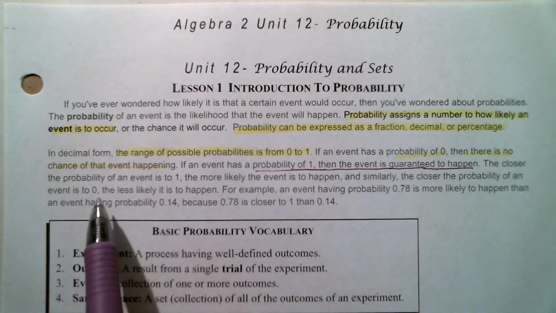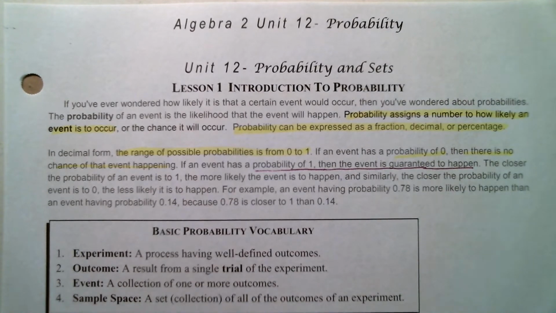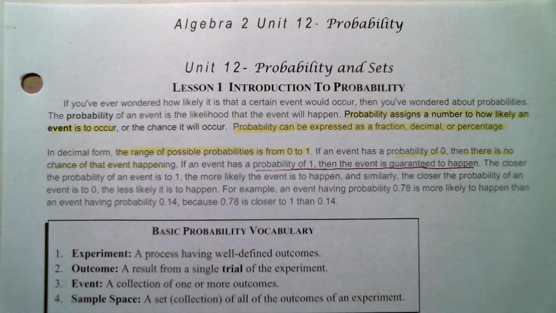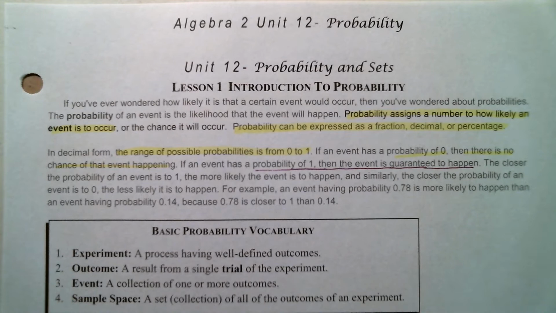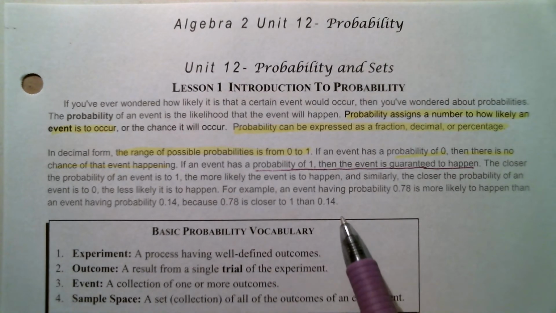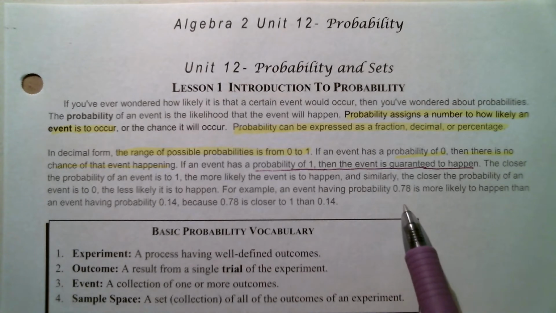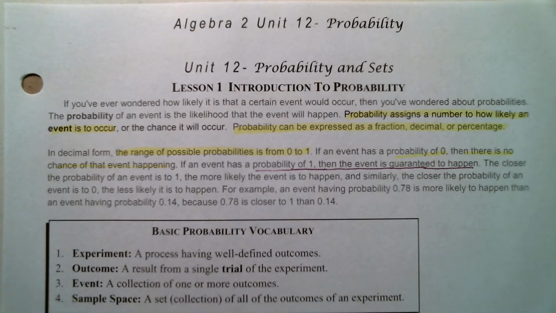The closer the probability of an event is to 1, the more likely the event is to happen. And similarly, the closer the probability of an event is to 0, the less likely it is to happen. For example, an event having a probability of 0.78 is more likely to happen than an event having a probability of 0.14, because 0.78 is closer to 1 than 0.14.